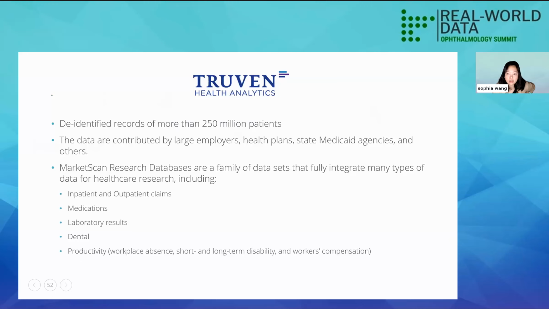Another source of claims data is through Truven Health Analytics, which they call their MarketScan research databases. It's very similar to Optum in that it contains de-identified records of hundreds of millions of patients. And in this case, the data come from large employers, health plans, state Medicaid agencies, and others. And the structure of this data is very similar in that it contains tables for inpatient and outpatient data, medications, labs, etc. Also, you can get cuts of the data set, which include some dental information and some employment related data.